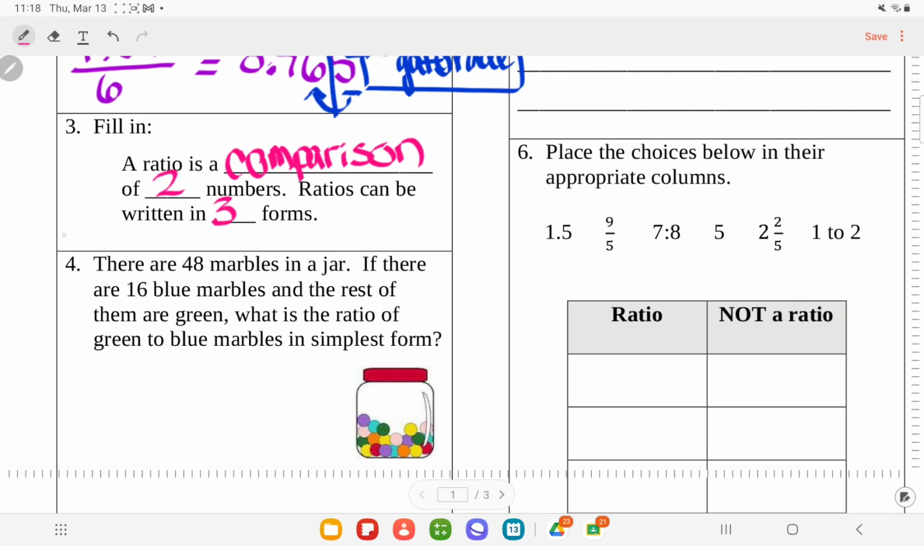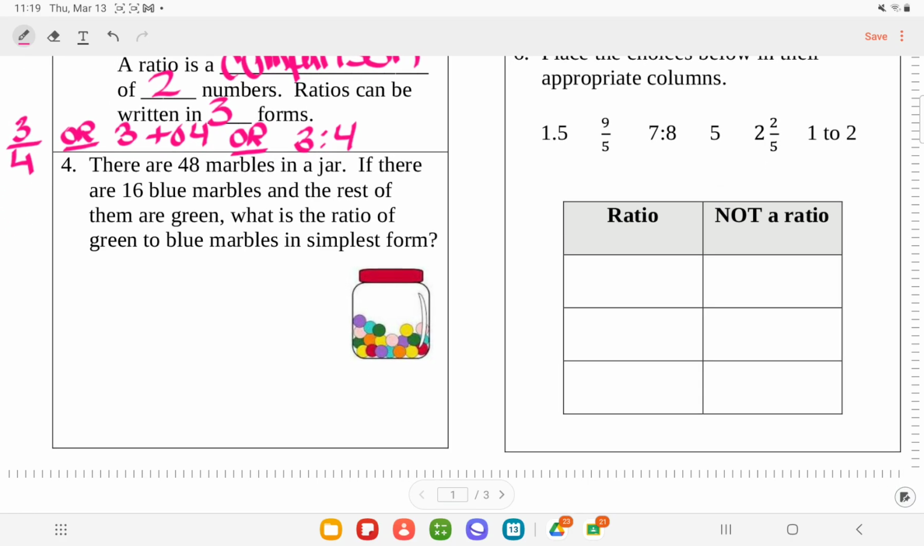Remember, the first one is like an example, 2 to 3. Actually, I won't use the same numbers. Let's say 3/4, 3 over 4. We could use the word "to," 3 to 4. And the other option is with the colon, 3:4. And that's all referring to ratios, a comparison of 2 numbers.